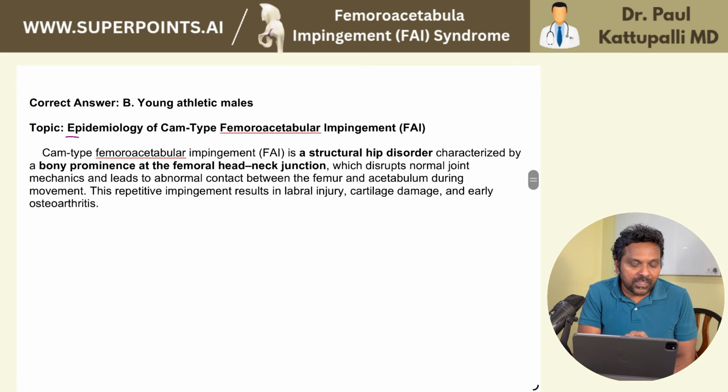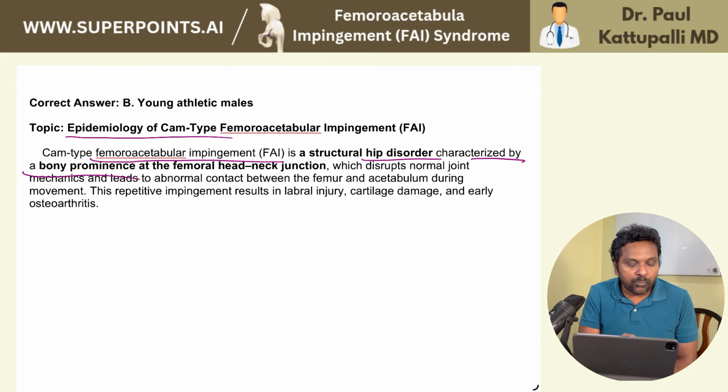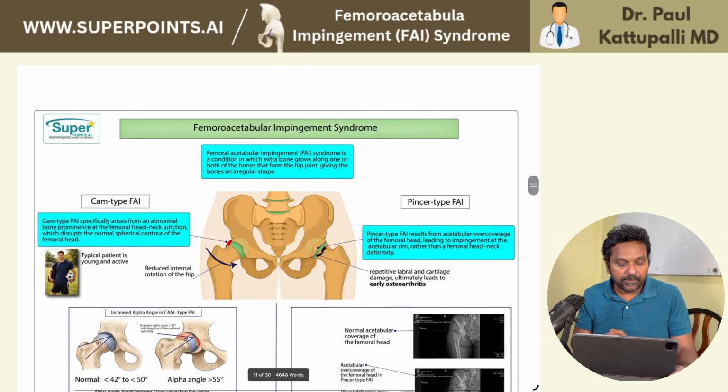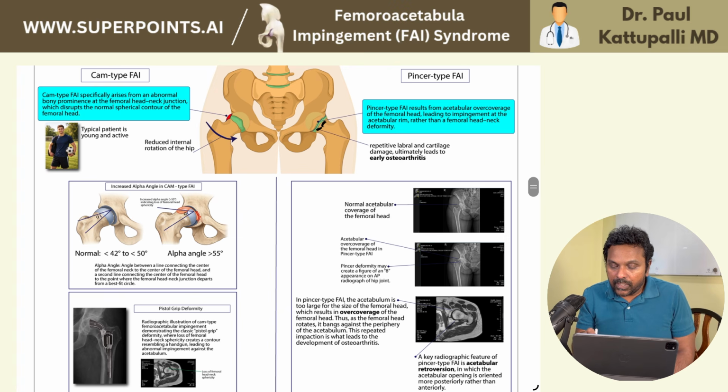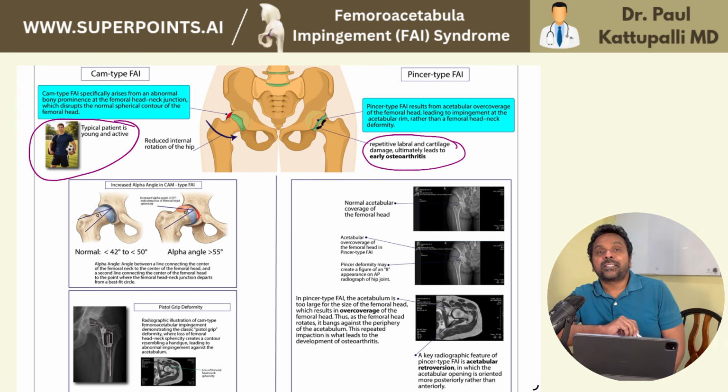The epidemiology, let us say. CAM type femoroacetabular impingement is a structural hip disorder characterized by a bony prominence of the femoral head neck junction, which disrupts normal joint mechanics and leads to abnormal contact between the femur and acetabulum during movement. This repetitive impingement results in labral injury, cartilage damage, and early osteoarthritis. So you are seeing early osteoarthritis, and the typical patient is young and active. All right, that's very important.